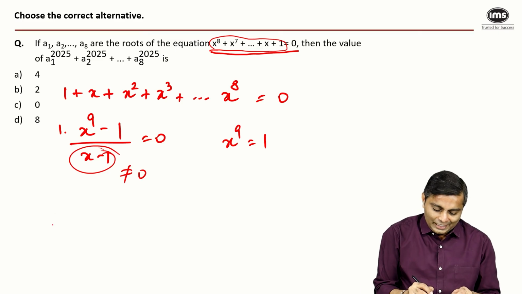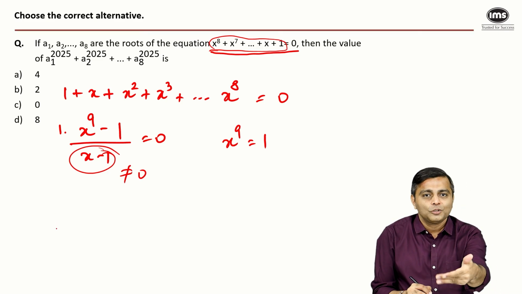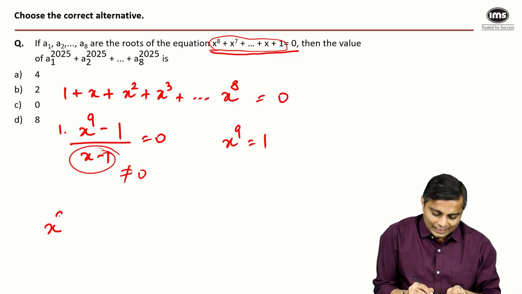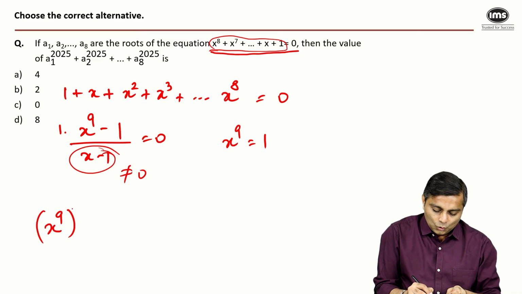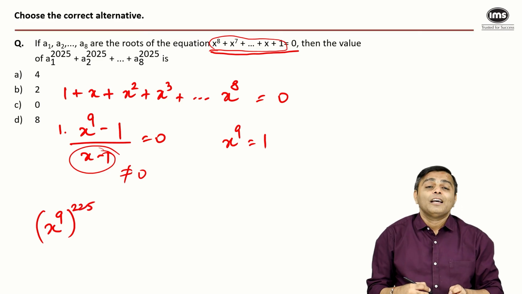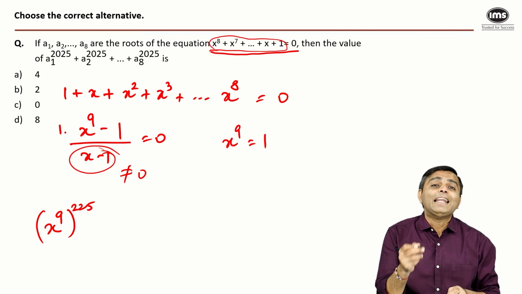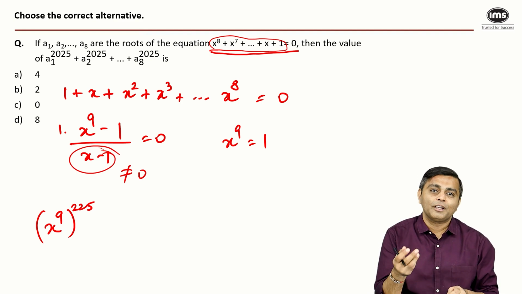Correct? So I can write this as a1, a2, a3, they are all roots, x is also a root. So let's think of everybody in terms of x only. x raised to 9 raised to 225. 9 into 225 is nothing but 2025. 9 into 200 is 1800 and 9 into 25 is 225. So 1800 plus 225 is 2025.